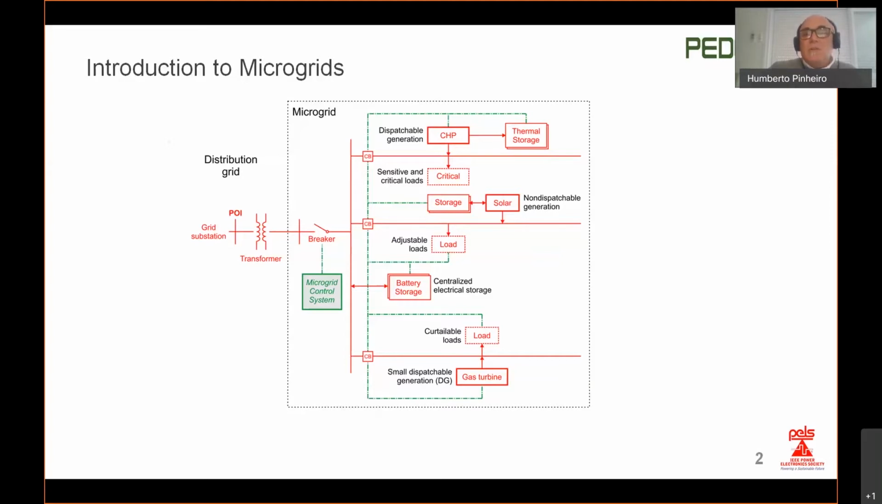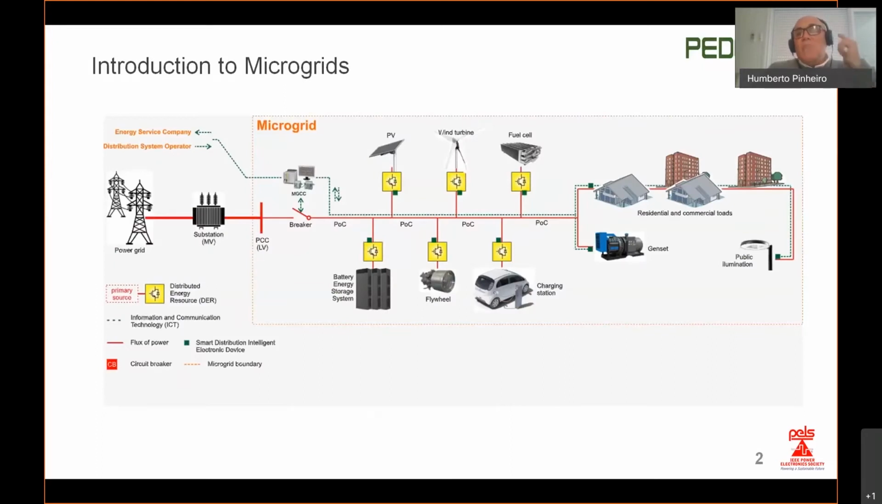Let's see how it goes. Okay, here is an example of a microgrid. In this case, the energy service company exchanges information with the microgrid through this microgrid control system. As I mentioned, the microgrid control system is responsible for dispatching the distributed energy resources, or DERs, considering, for instance, power quality, economic and environmental criteria. In addition, it manages the transitions between the grid-connected and island mode.